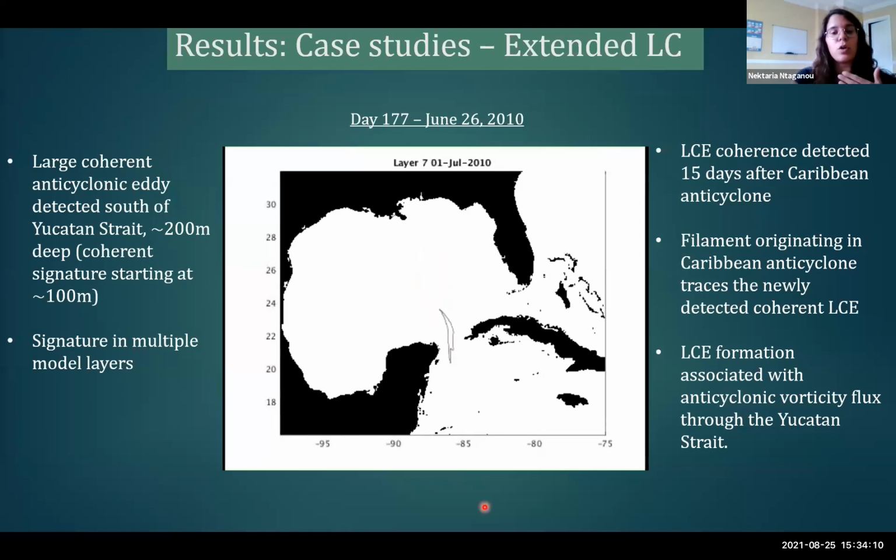So the filament originating in the Caribbean anticyclone traces the newly detected coherent Loop Current Eddy, and nicely shows that the formation of the Loop Current Eddy is associated with anticyclonic vorticity flux through the Yucatan Strait.